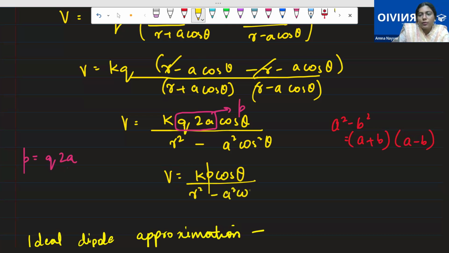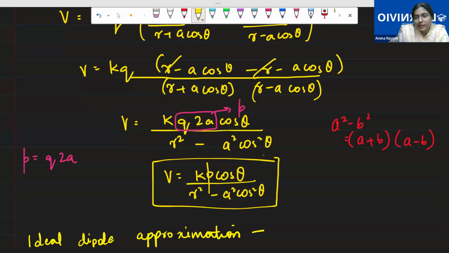P is equal to Q into 2A, so minus A square cos square theta. This is the whole derivation. Am I clear? Clear?